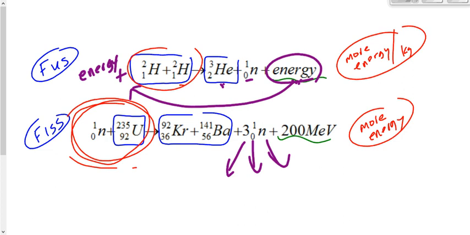Yes. They're relatively speaking harmless compared to the products of fission. These are highly radioactive, whereas the fusion products are relatively harmless. We don't want to ever say harmless, right? But relatively speaking, relative to the other ones, harmless. Make sense? All right.